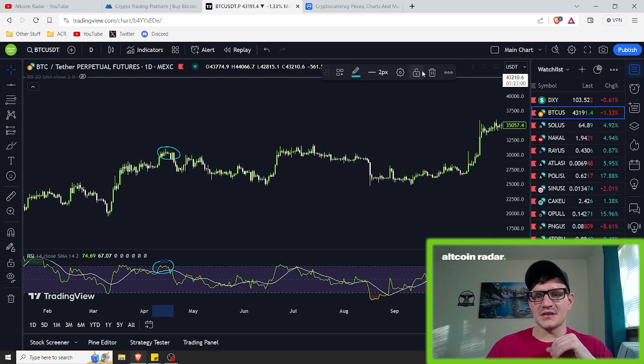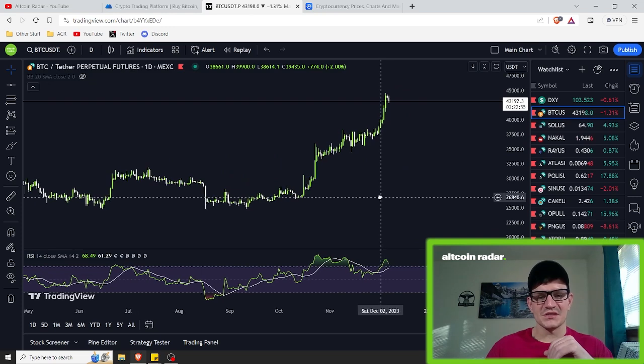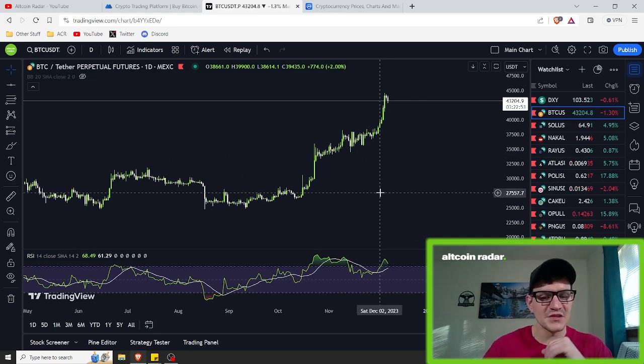There's all kinds of different things that you can see with these indicators if you look close enough, rather than just looking at the surface level type of stuff, all right?